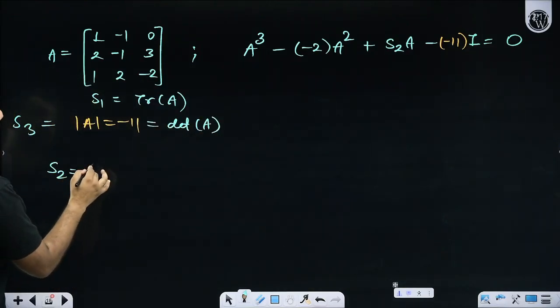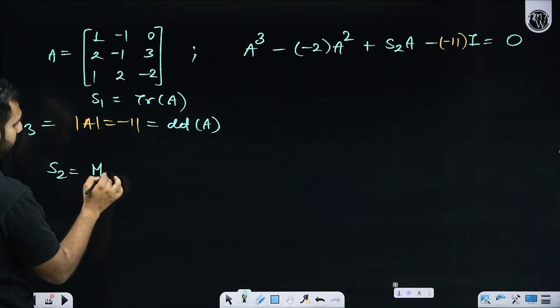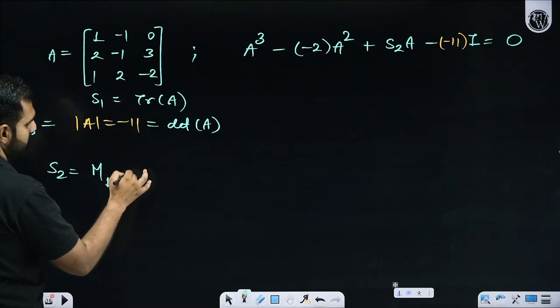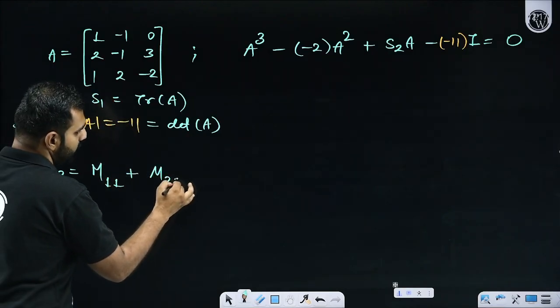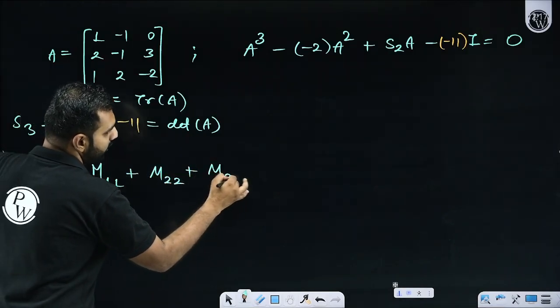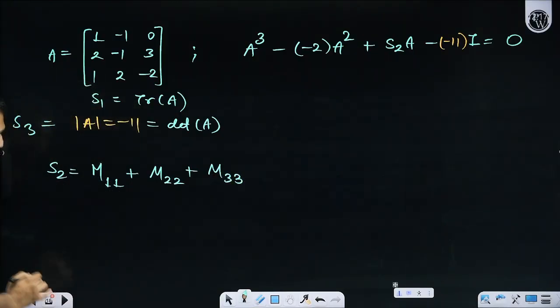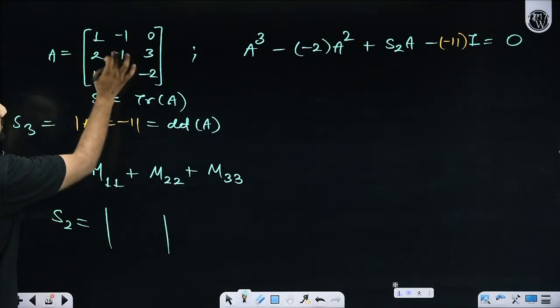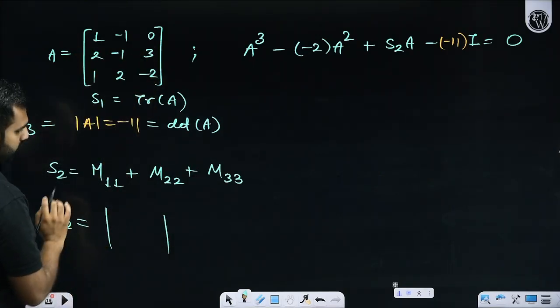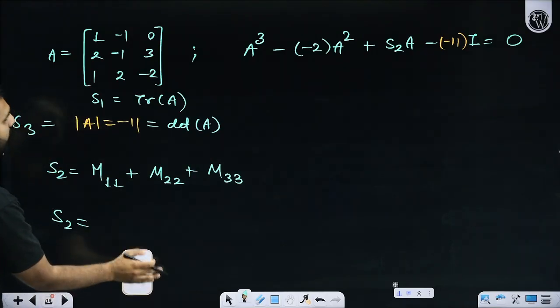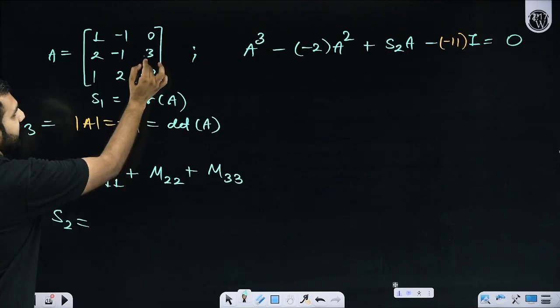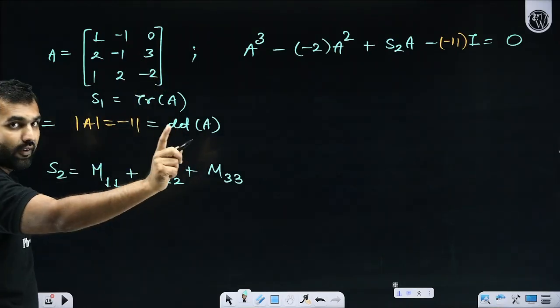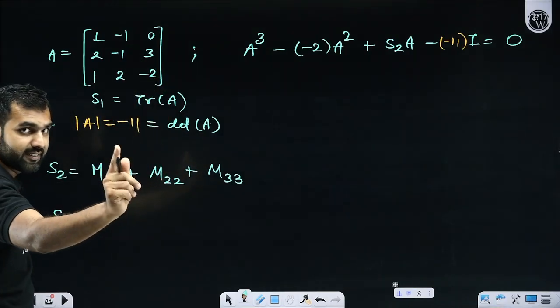Sir, what is S2? S2 is going to be the minor of your first row, first column plus the minor of second row, second column plus the minor of third row, third column. I hope you're getting it. So S2 will be here what? Minor of 1, which is this minus this. Yes or no, everyone? So can I directly write that value? So plus 2 minus 6. Everybody getting this? It is not cofactor. It is minor. Everyone listening and understanding.